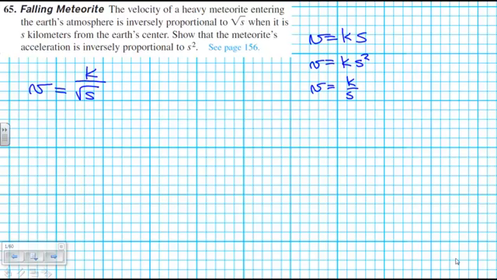Show that the meteorite's acceleration, well, we're given a velocity equation and we want to find something that has to do with acceleration. How do we do that? Acceleration is the derivative with respect to position? No, velocity. No, time. It's with respect to time, d/dt of velocity. There's no time here.